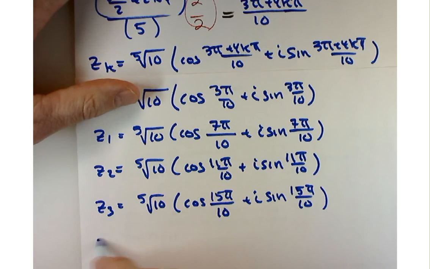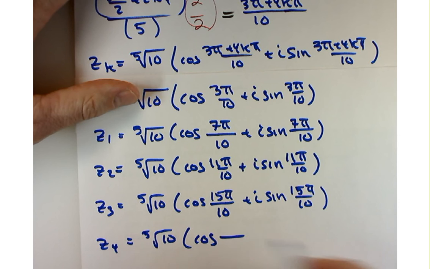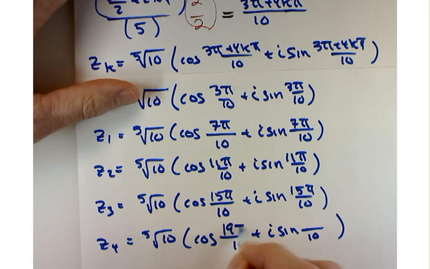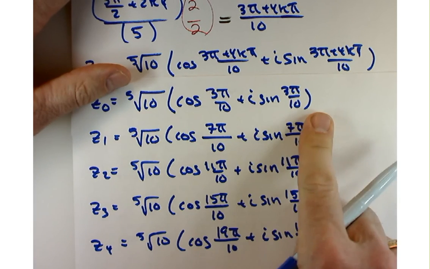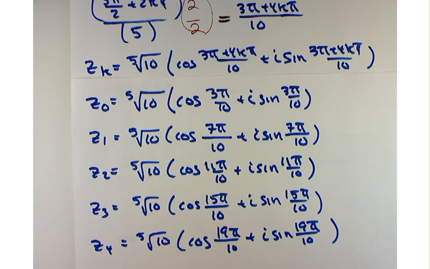And then the last one, z sub 4, is going to be the 5th root of 10 cosine. Someone else, tell me what the last angle is going to be. Maybe a voice I haven't heard yet tonight. 19 pi over 10, thank you. And if you needed to, you can get the decimal approximations that you might want from this.